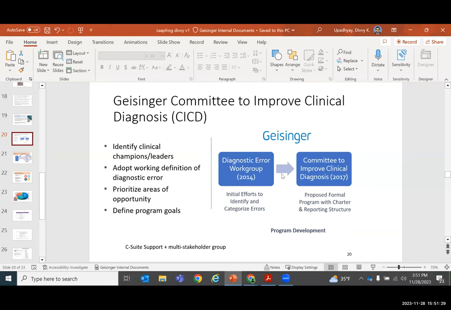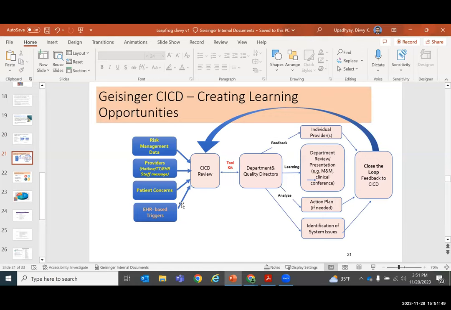This diagnostic error work group, eventually with the initial story that I mentioned about the collaboration with researchers, got a boost and evolved into a complete committee to improve clinical diagnosis that still is working. This was a formal program with a charter and a reporting structure. And as you can imagine, it was super focused on diagnostic safety, so it did create a pathway. The first thing you do is you collect cases from multiple different sources. The biggest and easiest source you have is your risk management data or patient safety incidents.